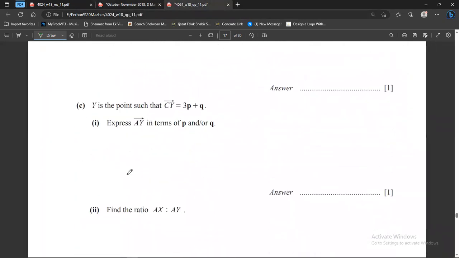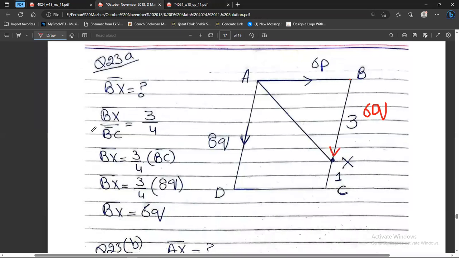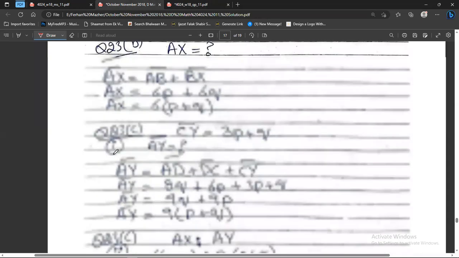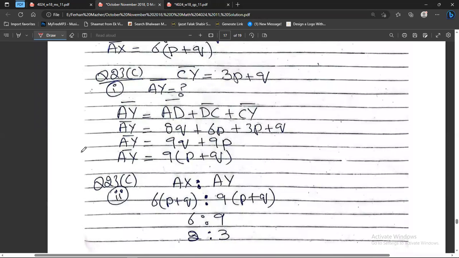Okay, then we go to the next question in the C part. He says, Y is the point such that CY is 3P plus Q. Express AY in terms of P and Q. Now the value of this CY is given. If the value of the CY is given, I can find out from A go to D, from D go to C, from C go to Y. That is my bypass. Okay, so CY it is given, that is 3P plus Q.